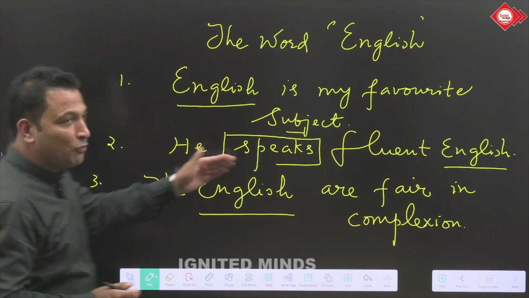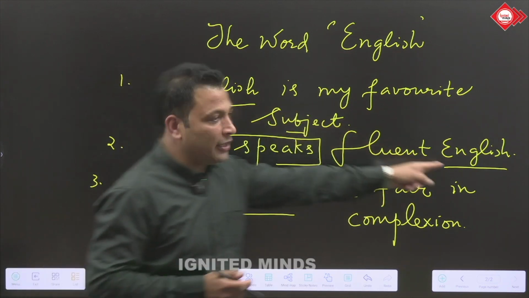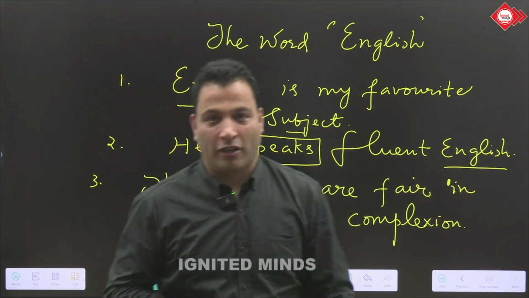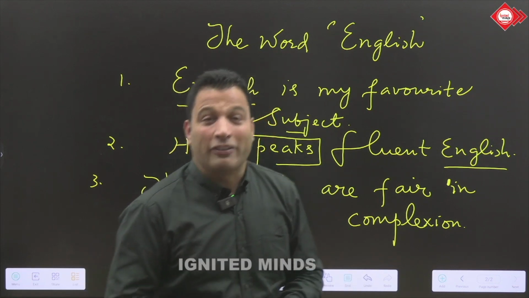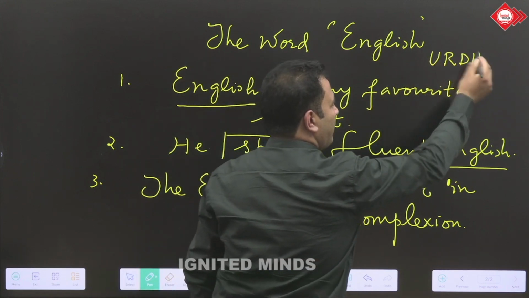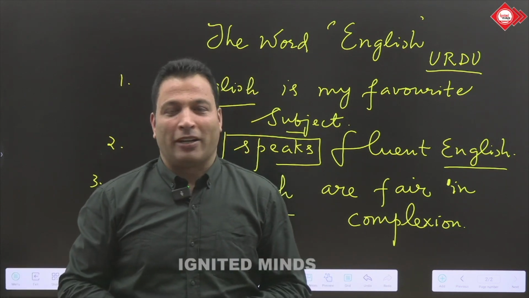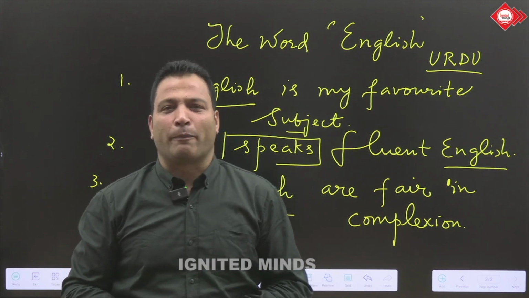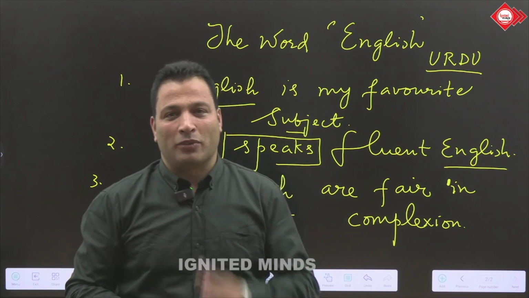So he speaks fluent English. In this sentence, you can better understand that this word English is not a subject. This time, it's the language. As we have different languages, we have English as a language, we have Urdu. Please be correct about the pronunciation of the word. There are very many people who read it incorrectly. It is pronounced one way in Urdu, but not in English. You can pronounce it in the English way. That is the correct pronunciation.